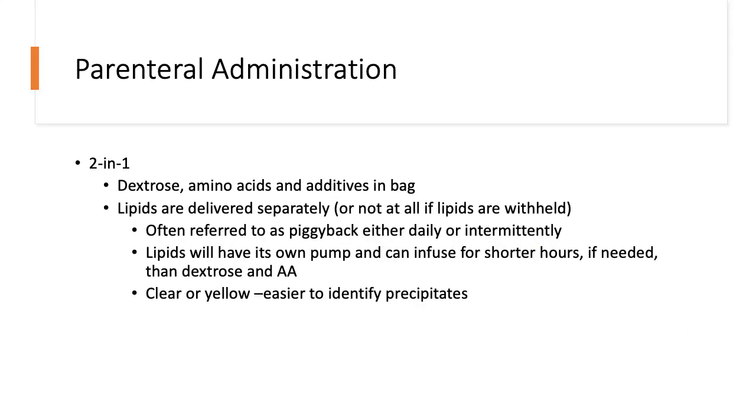So a 2-in-1 bag only contains dextrose, amino acids, and the additives. Lipids are going to be delivered separately, or not at all if lipids are being withheld. If lipids are being delivered separately, it's often referred to as piggybacked, and they're given either daily or intermittently. The lipids will have their own pump, and they can infuse for shorter hours if needed than the dextrose and amino acid solution. And then the 2-in-1 product is going to be clear or yellow if it has the multivitamin in it. The advantage to this is that it is easier to identify any precipitates in the solution. We're going to talk more about precipitates in the next module when it comes to complications.